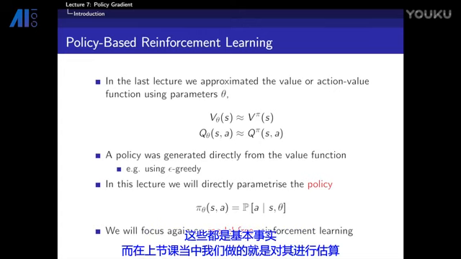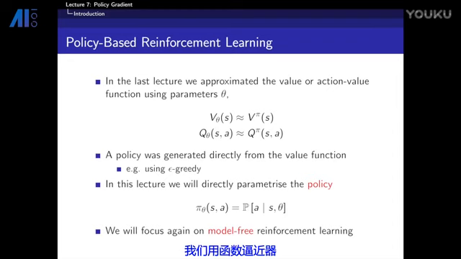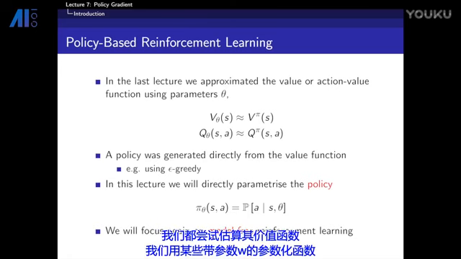So those are the ground truths, and what we did in the last lecture was we approximated those things using a function approximator, like a linear combination of features or a neural network. We tried to estimate this thing. We had some parameterized function, which had parameters w.